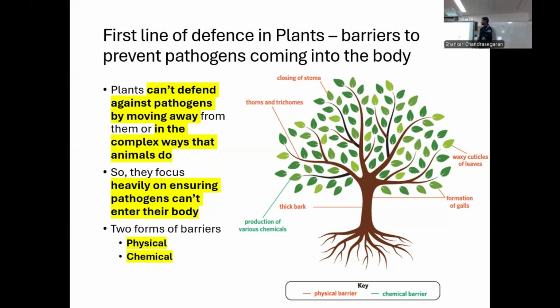Let's talk about plants, right? So plants, they don't have it as easy as we do, right? Obviously, they can't get away from pathogens by just walking away, right?